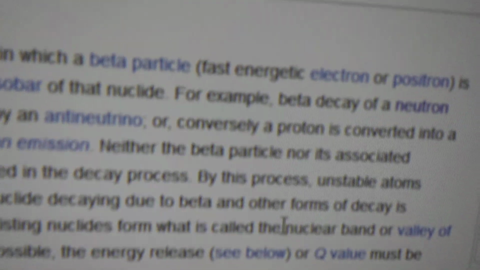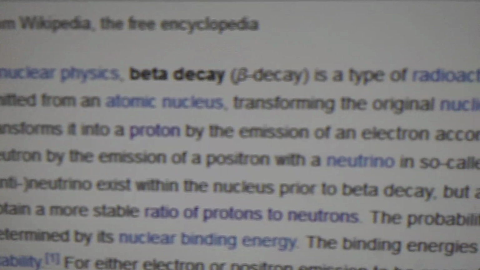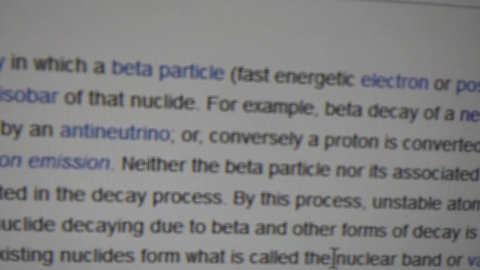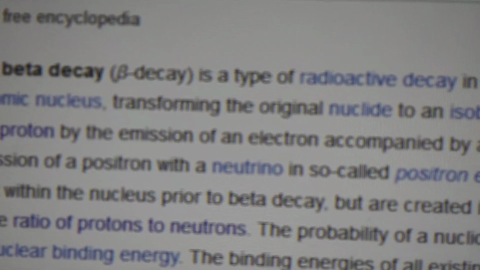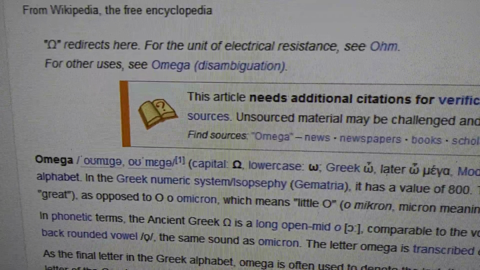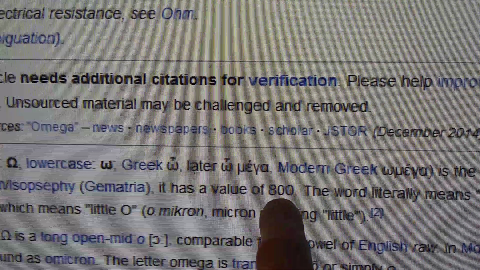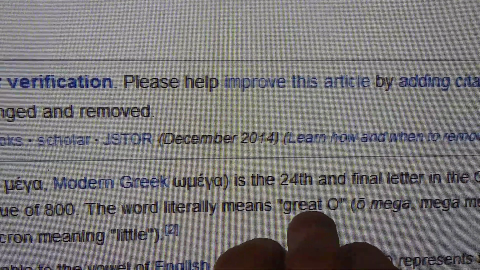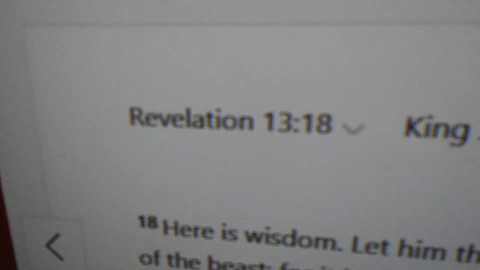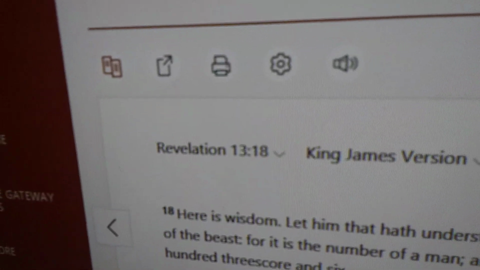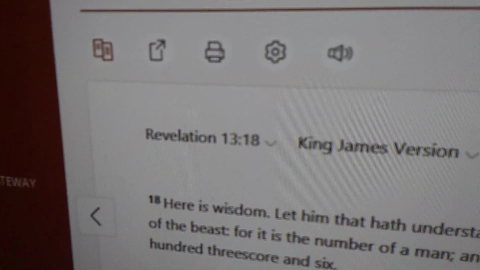Here's beta decay. Beta decay of a neutron transforms into a proton by the emission of an electron accompanied by an antineutrino, or conversely, a proton is converted into a neutron by emission of a positron with a neutrino in so-called positron emission. And omega is the end, or the growth in space. It has a value of 800, or 8, which is a bicubic area. It literally means great O, or great zero. Also here, 6 and 7 equal 13. You have the 6th and the 7th days, and you have carbon, nitrogen compounds.